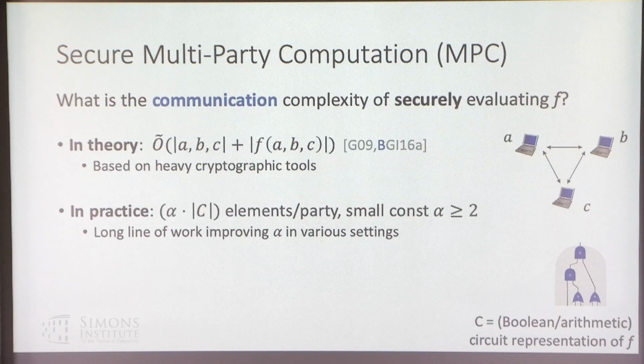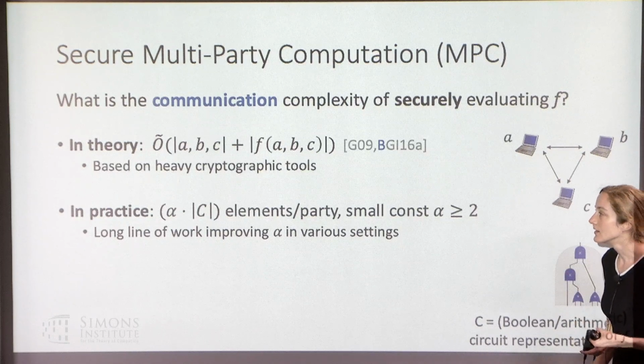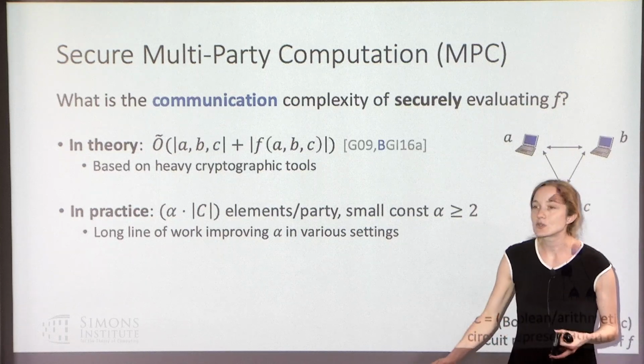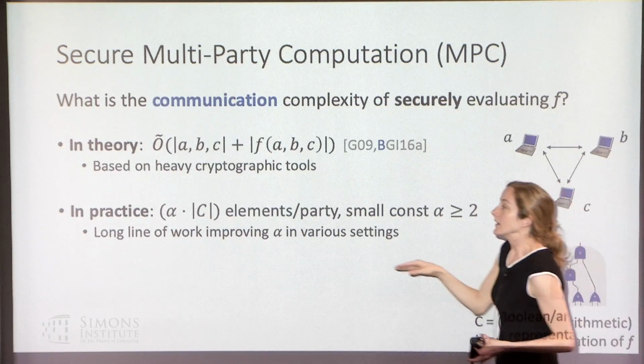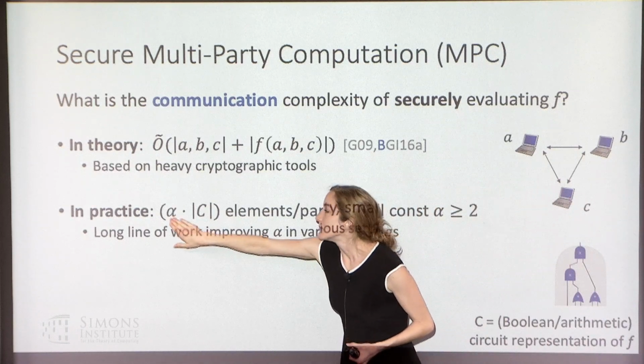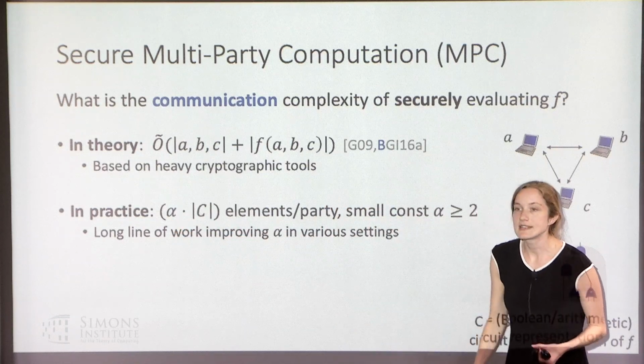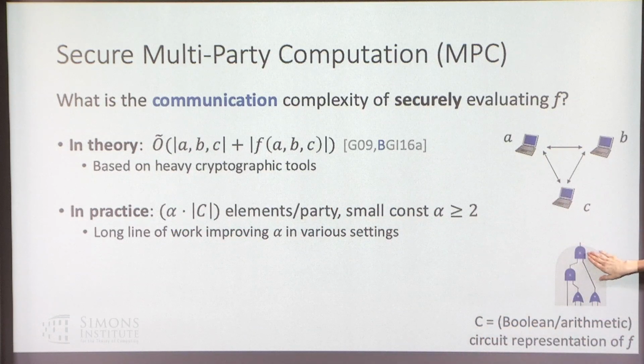Okay, so now once you turn to the more practitioner line of research within secure computation, in practice, the answer to this question in many settings is the following. Say that I have a circuit representation of this thing, then the communication is going to be some relatively small constant times the size of the circuit. Most of the time, it's just the multiplication gates, okay? And this is a long line of work trying to get this constant down.